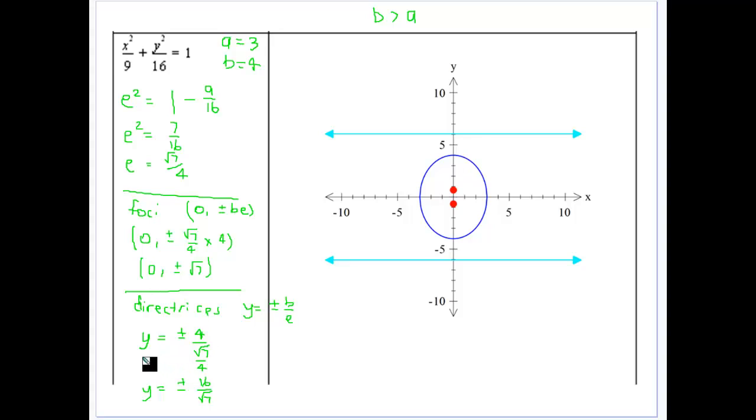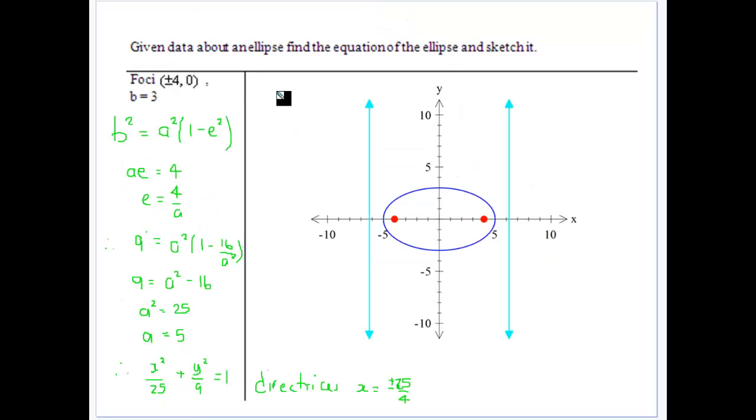So notice the directrices this time are y equal to plus or minus, because they're going to be horizontal lines. So there's our difference there. Now, given bits and pieces of data, can we draw an equation of an ellipse? Well, this time, just given the foci and the b value. Okay, can we do that? We've got enough information there to do it.